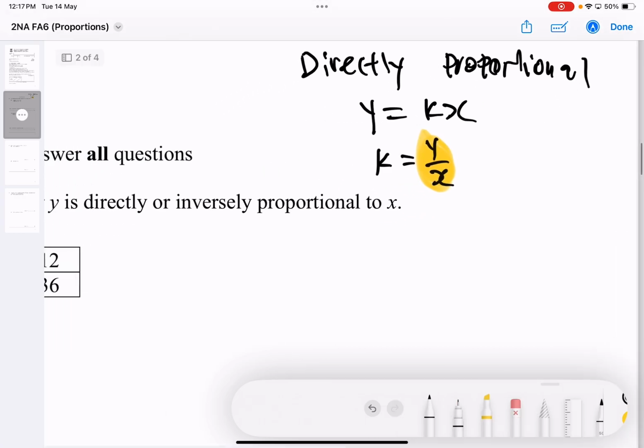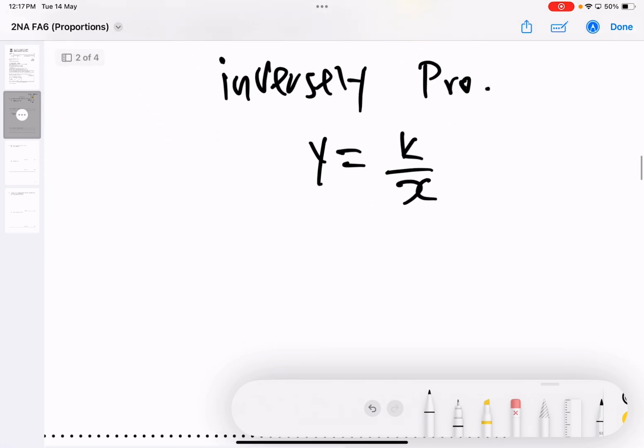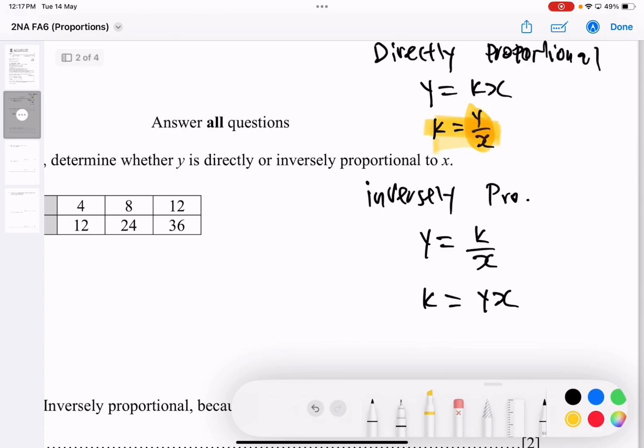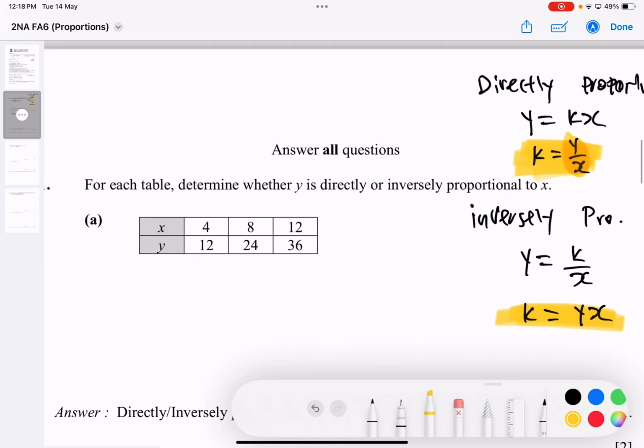On the other hand, if they are inversely proportional, it should have the equation of the form y equals to k over x. So if I want to find the value of k, which is the constant, I can cross multiply. And I will get k is equals to y times x. Alright? So this is the most important relationship. How do you find the value of the constant?